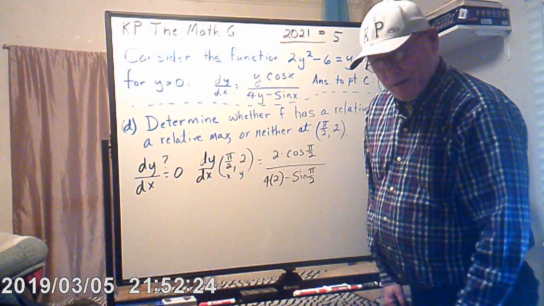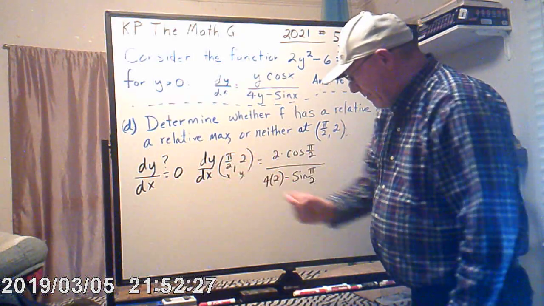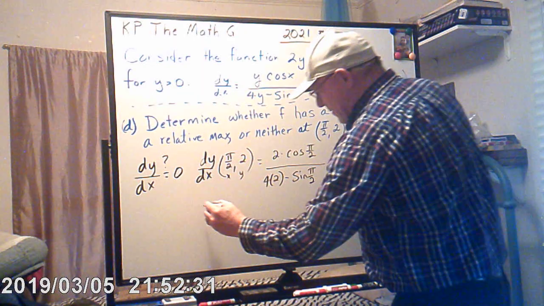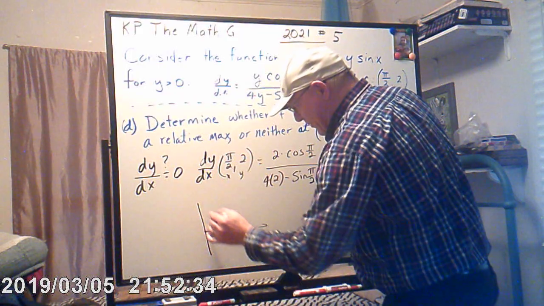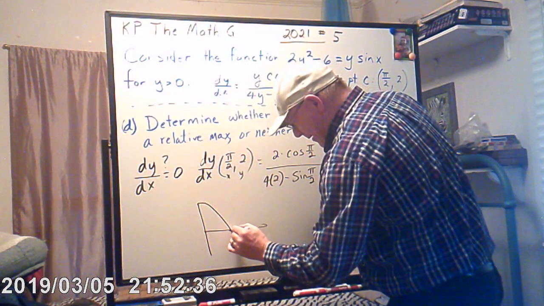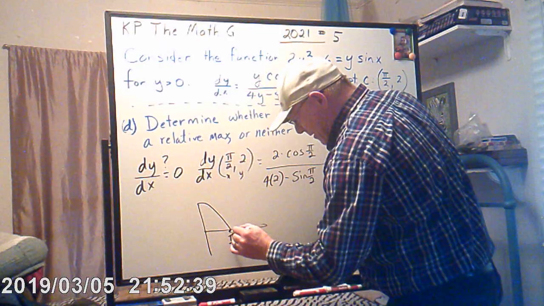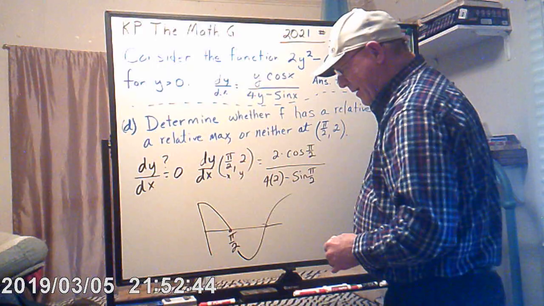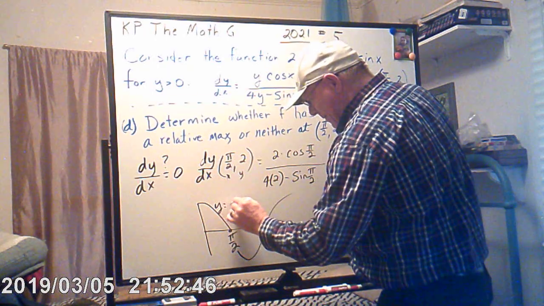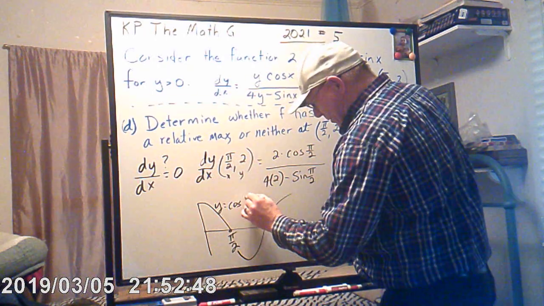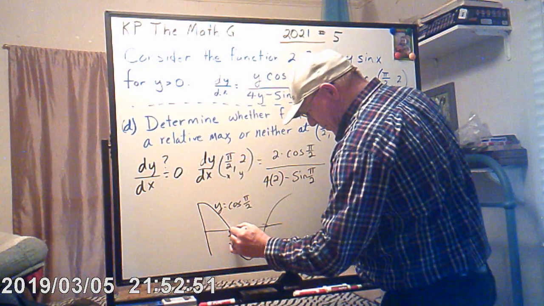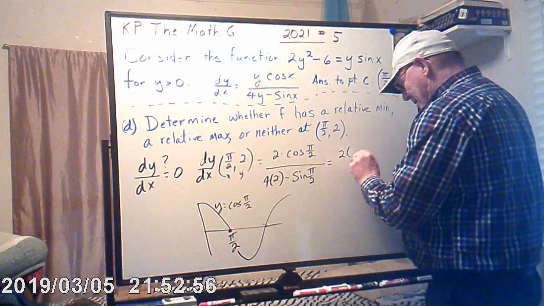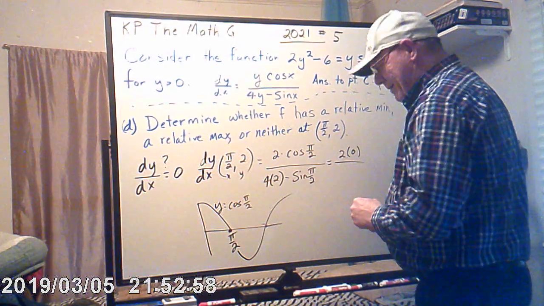That's what you have to do to show whether this is 0. Well, cosine pi over 2, what is it? I like to look at the graph of cosine, because right here is pi over 2. It comes up like this. So cosine pi over 2 is, by the way, 0. So this is 2 times 0, and we know that the numerator is 0.